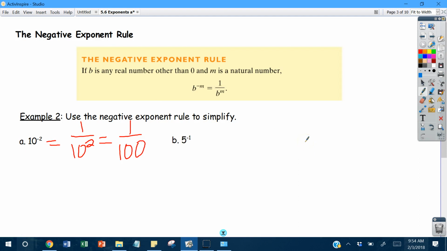And same thing here. 5 to the negative 1 power is really 1 over 5 to the first power. And that first power, you don't even have to write. 5 to the first power is just 5. Anything to the first power is just that number. So 5 to the negative 1 is 1 over 5. That should be it for the rules.